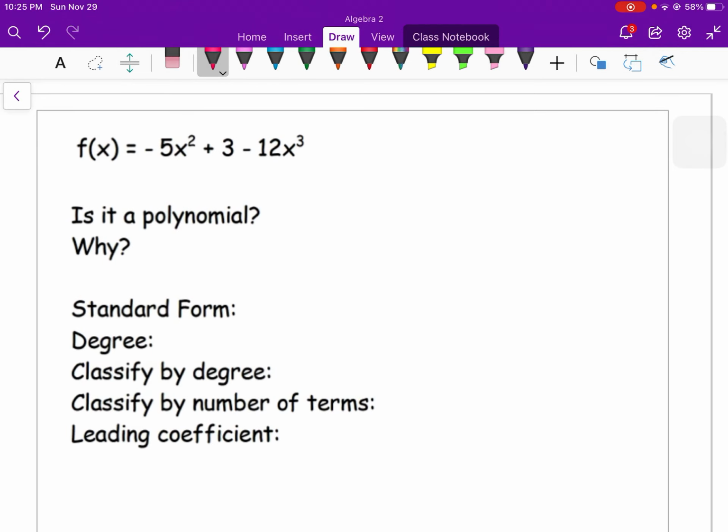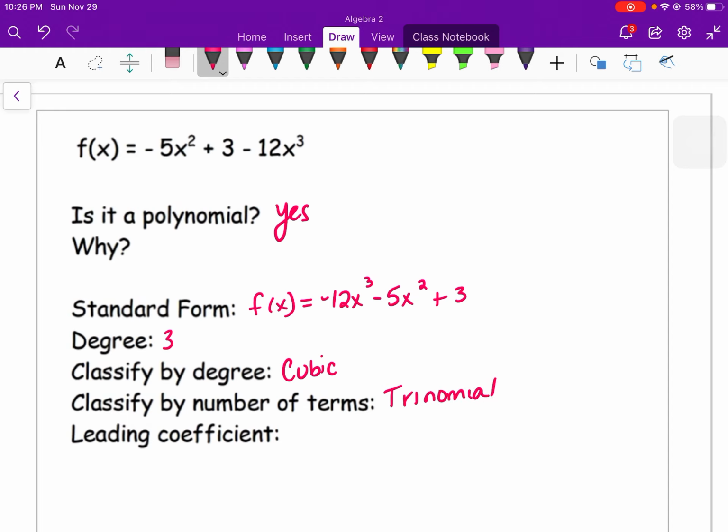-5x squared plus 3 minus 12x cubed is a polynomial because it's real number coefficients and whole number exponents. In standard form, it'd be f of x equals, or y equals, you'd put the -12x to the third first because that's the highest degree, then minus 5x squared, then plus 3, which means it's a degree of 3, which is called a cubic. It has 3 terms, so it's a trinomial. And the leading coefficient would be -12.